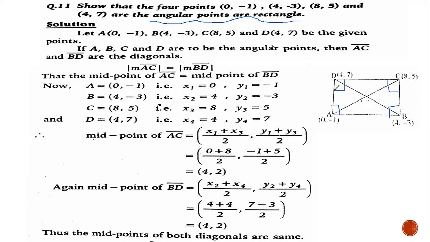Yes, sir. Okay, so we have to show that A, B, C and D form a rectangle. So how are we going to prove it here? First we will find the midpoint of AC and the midpoint of BD, as we know that their midpoints will be the same. First we have to show that the midpoints of the diagonals are the same.